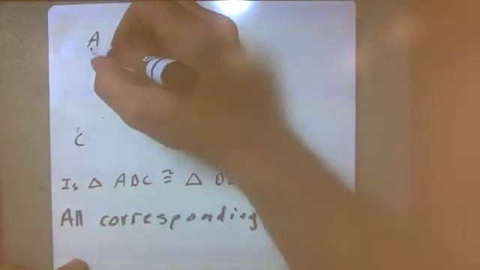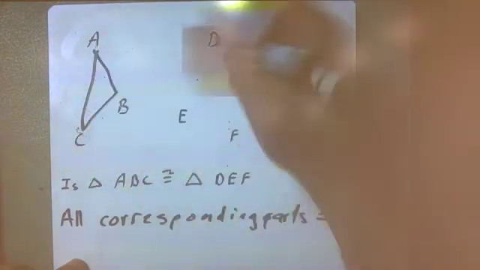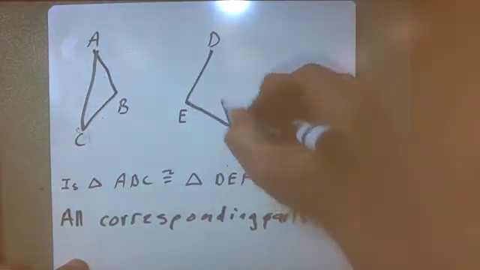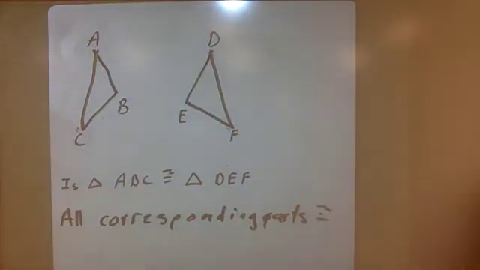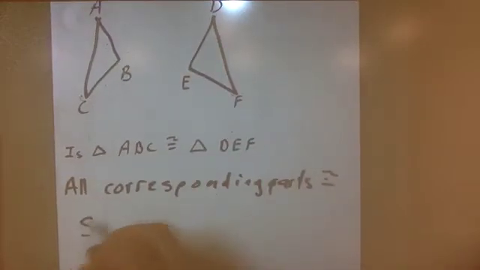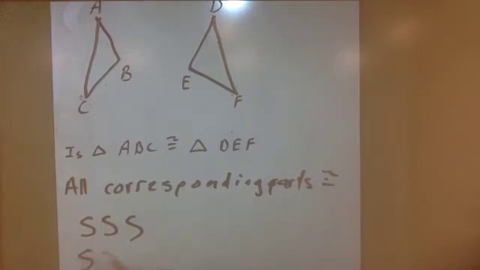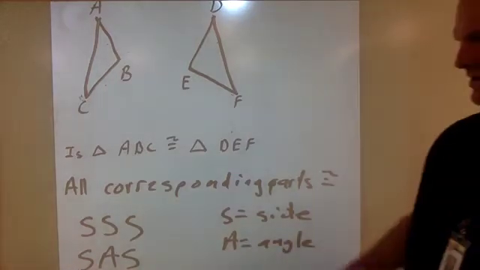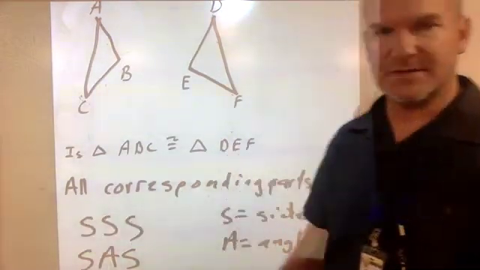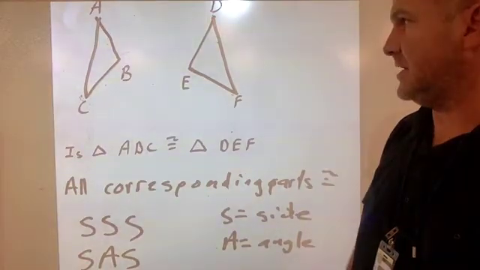So there's multiple combinations of the 3 that you could use. One of them that you can use is called SSS. And another one that you can use is called SAS. What that means is S stands for side and A stands for angle. So if 3 of the parts you have happen to be all 3 sides, that's enough to say for sure that those 2 triangles are congruent.